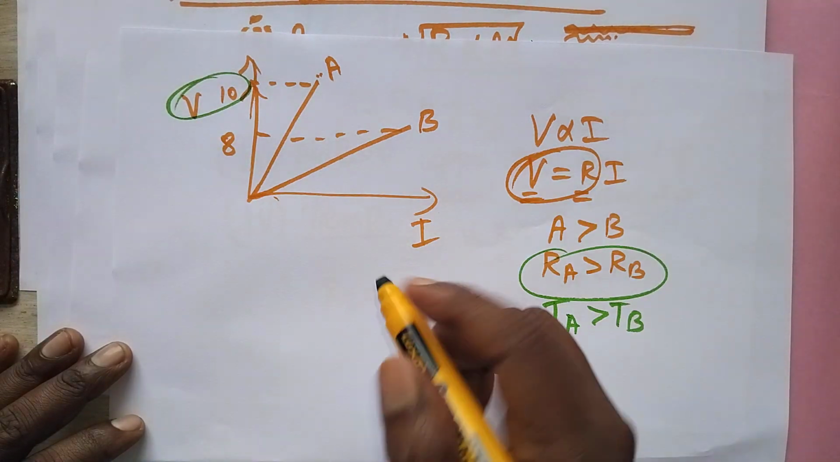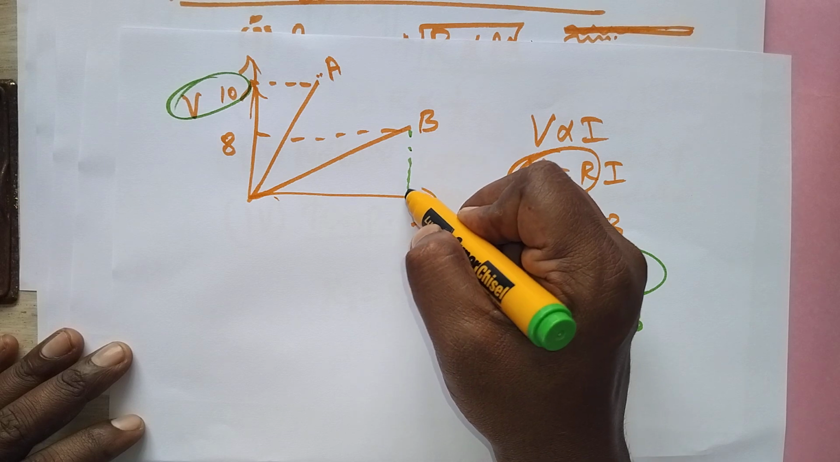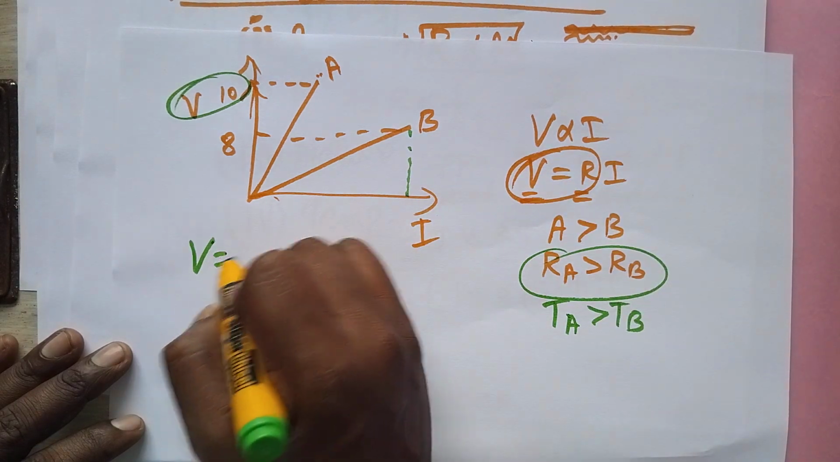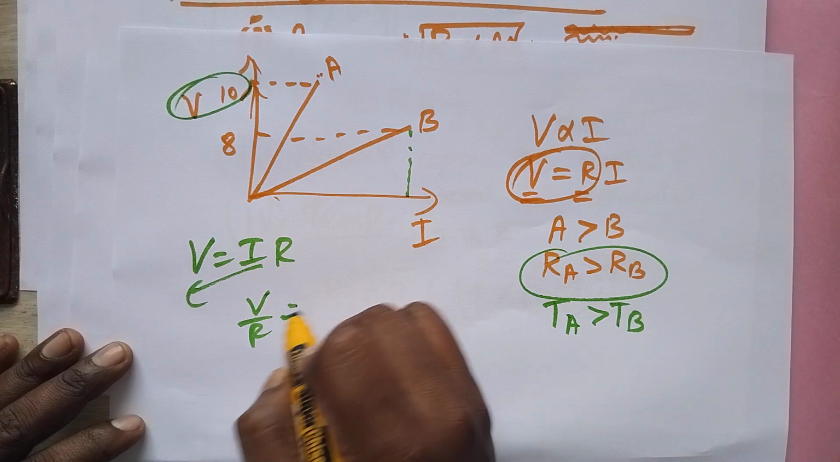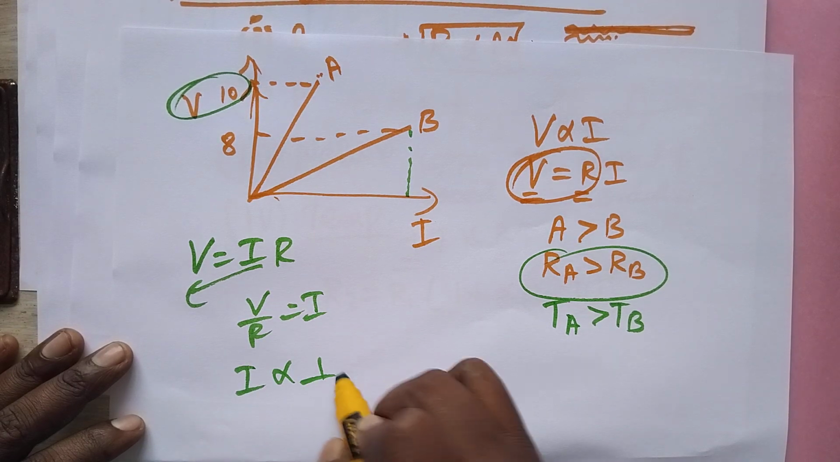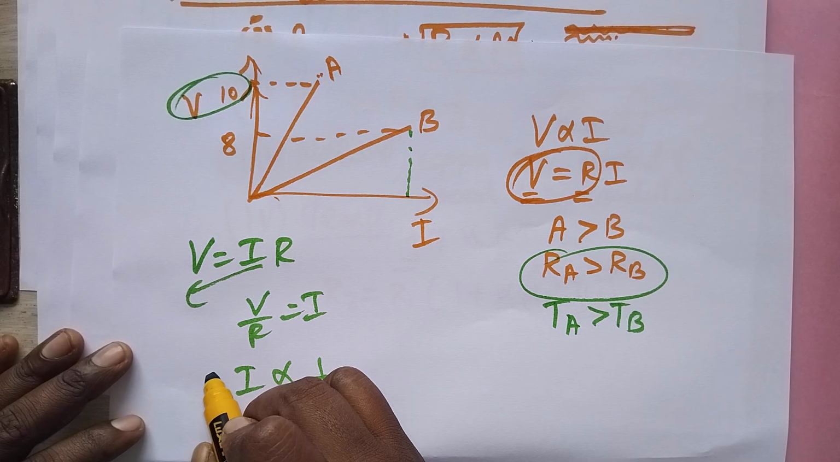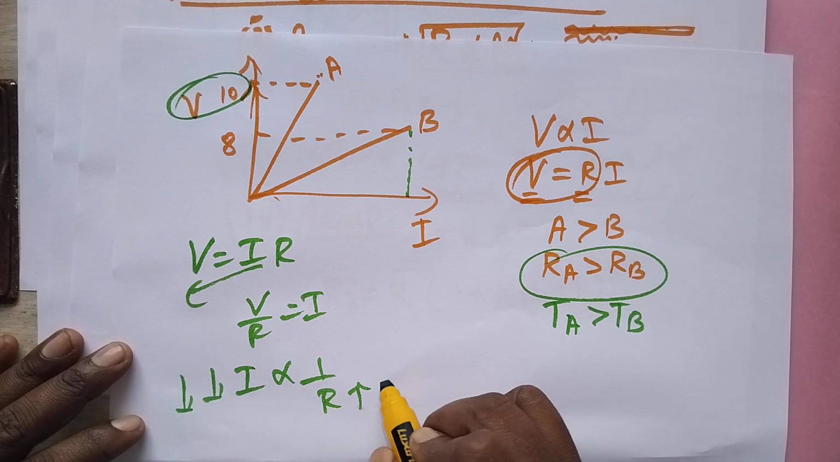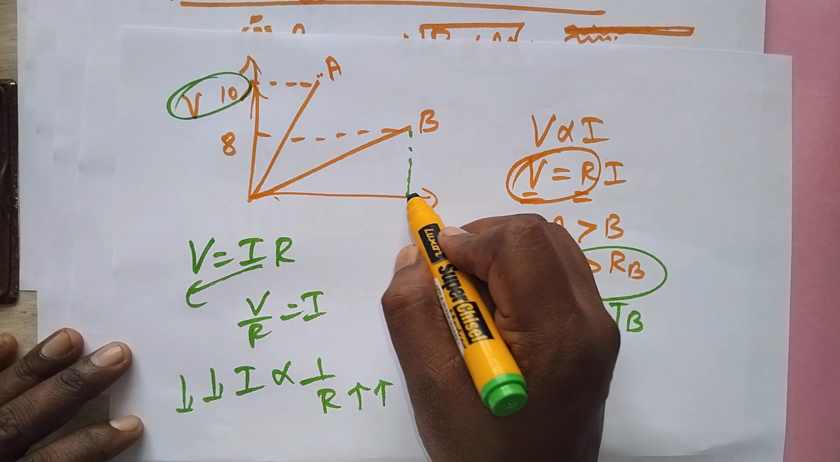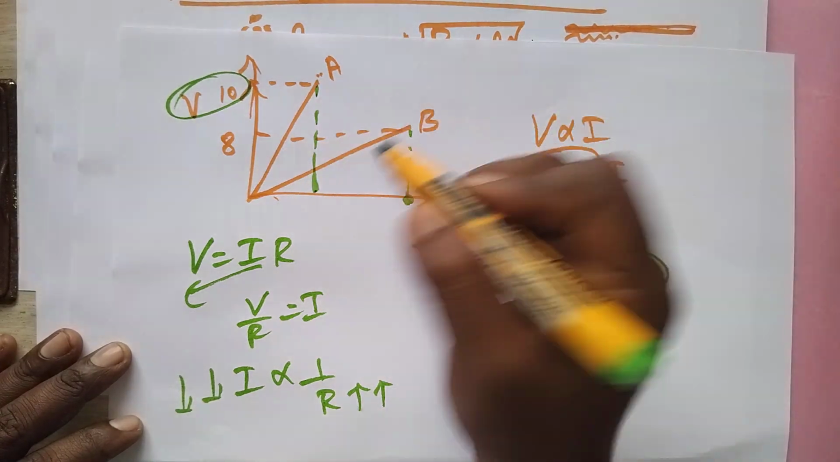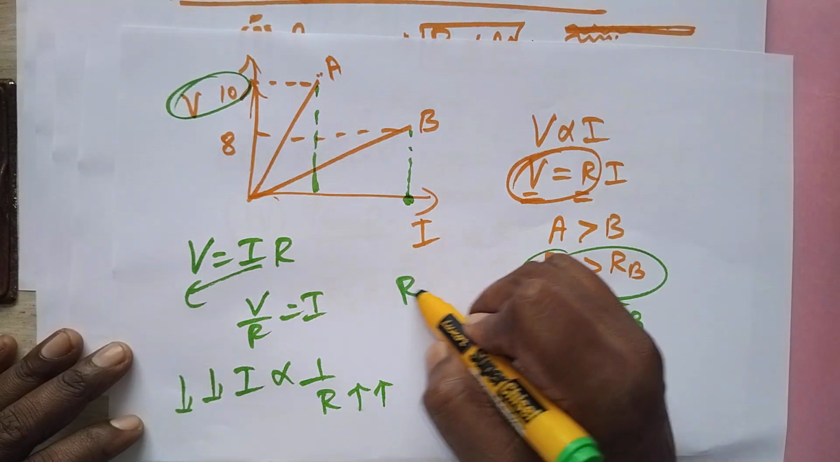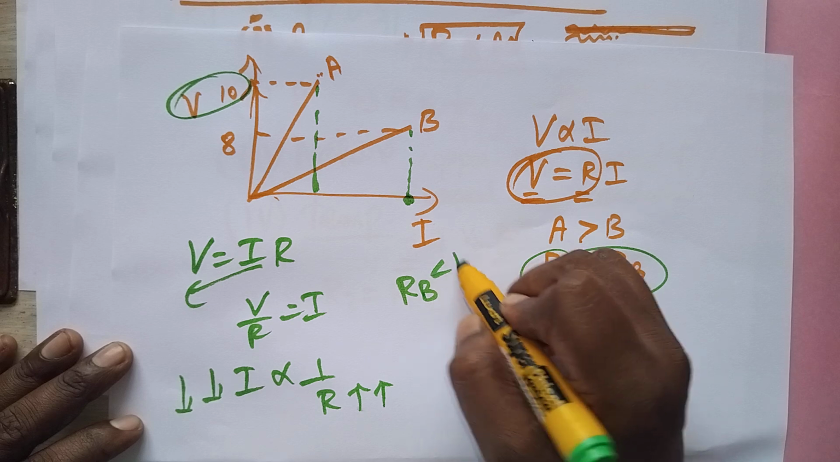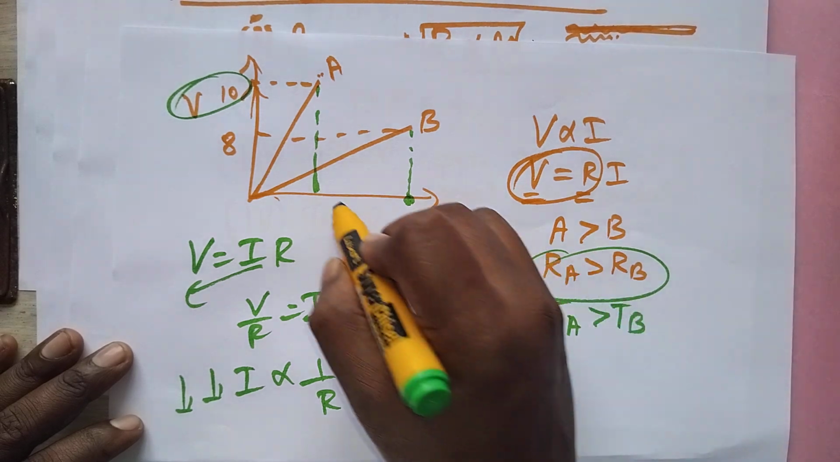Okay, you can take it inversely also. Current: more current has less resistance, because V is equal to IR. So R, take it this side, V by R is equal to I. So I and R are inversely proportional. More resistance has less current. Less current has more resistance. So here B has more current, so which has less resistance? The resistance of B is less than the resistance of A. Why? Because the current is more.